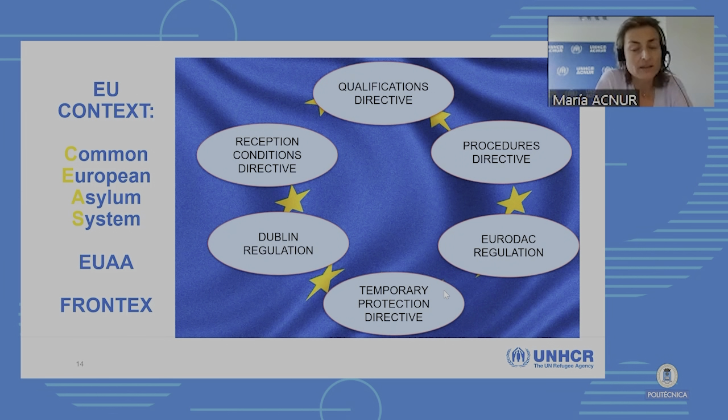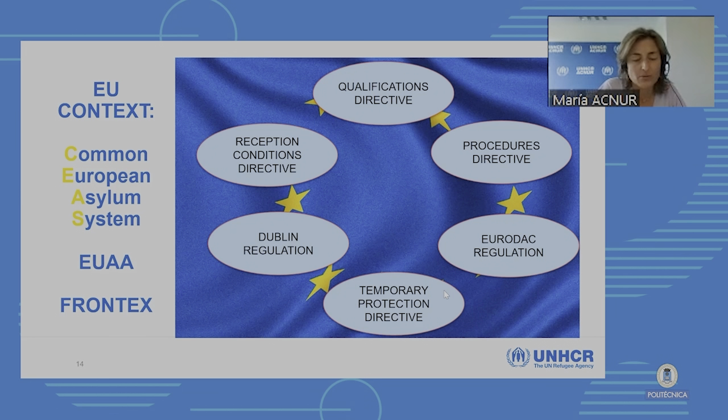We have the procedures directive. It establishes how the procedure to determine the protection of a person has to be, what elements have to be in that procedure. The reception conditions directive, as you can imagine, establishes the conditions for the reception and support of persons that are applying for asylum in the European Union, the standards that have to be there for people to be able to live in dignity. Conditions have to respect the dignity and provide adequate levels of support for asylum applicants.